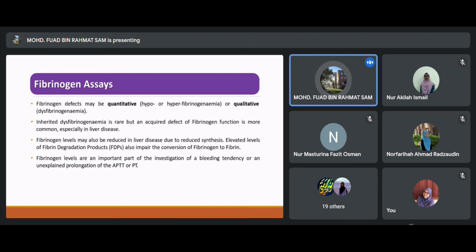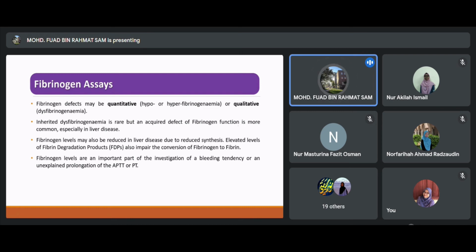So another thing is elevated fibrinogen levels may be interpreted or correlated with an increased risk of thrombosis in epidemiological study, although the significance in individual patient is unclear. Okay, so fibrinogen levels are an important part of the investigation of bleeding tendency or an unexplained prolongation of the APTT or PT.